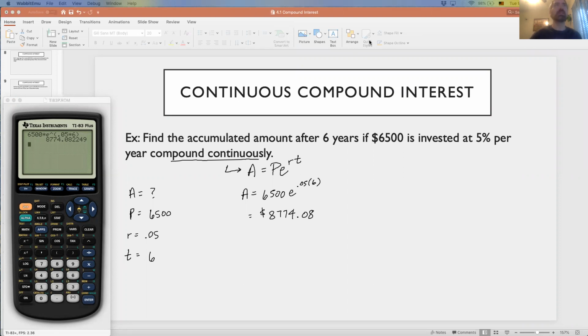All right, and so we can see a few more examples here. This one was straightforward because we were finding the accumulated amount. What if we were trying to find the principal, or the rate, or the time?